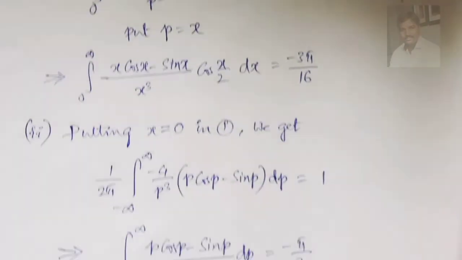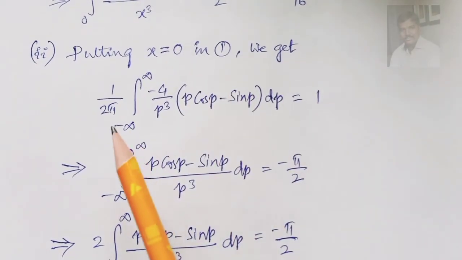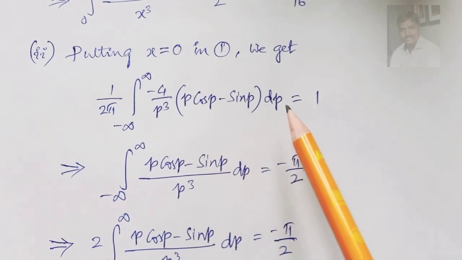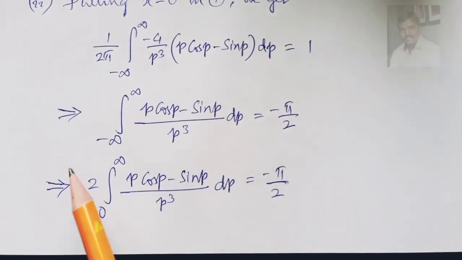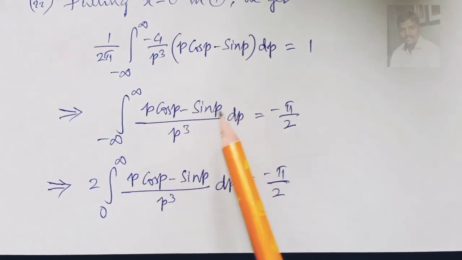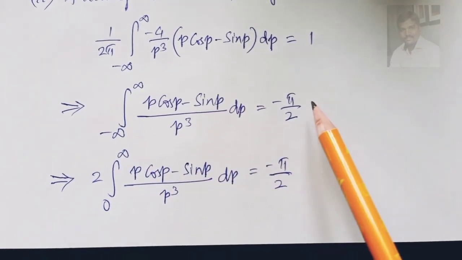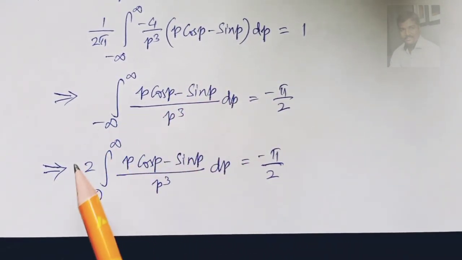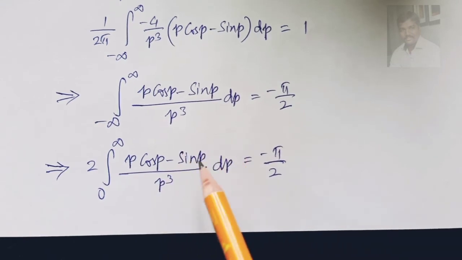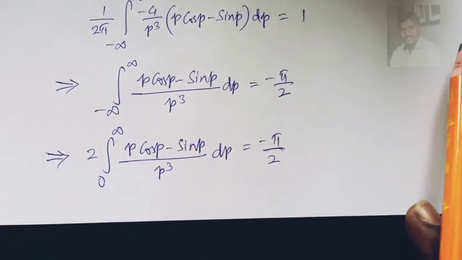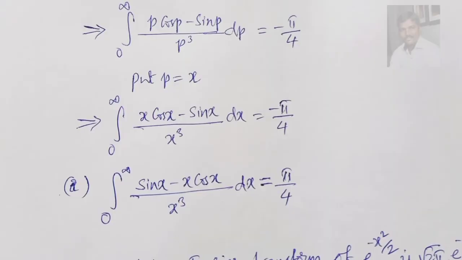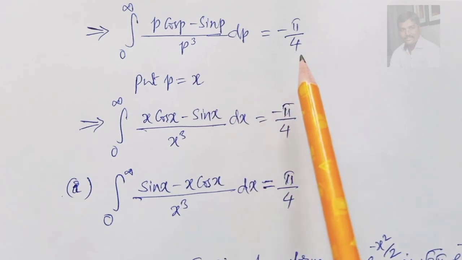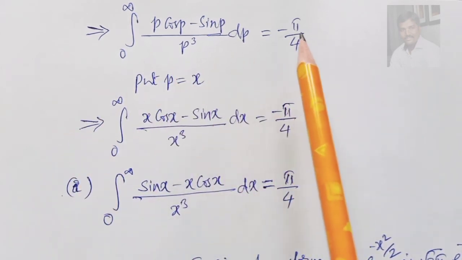Putting x is equal to 0, there I will get 1 by 2 pi integral minus infinity to infinity minus 4 by p cube into p cos p minus sin p into dp is equal to 1. So that implies integral minus infinity to infinity p cos p minus sin p by p cube dp is equal to minus pi by 2. Now again, since it is an even function, this can be written as 2 into integral 0 to infinity p cos p minus sin p by p cube dp is equal to minus pi by 2. So that implies integral 0 to infinity p cos p minus sin p by p cube dp is equal to, taking the 2 to the right side, minus pi by 4.